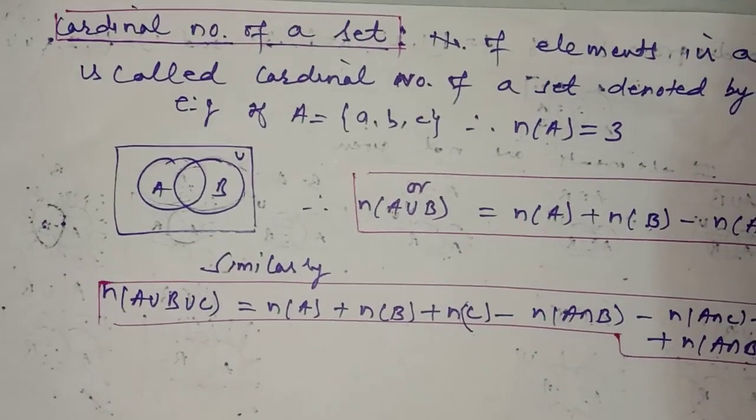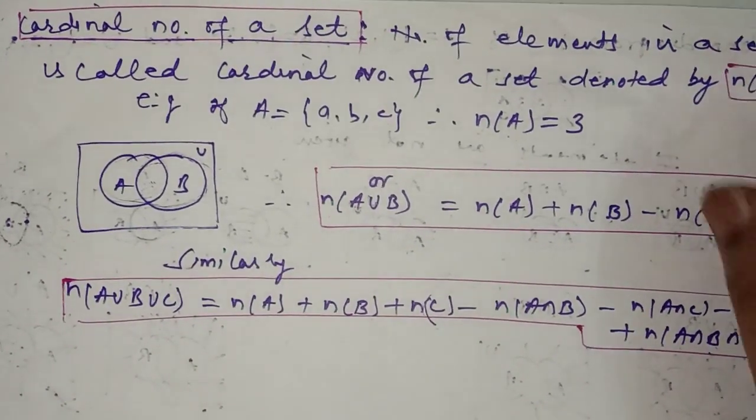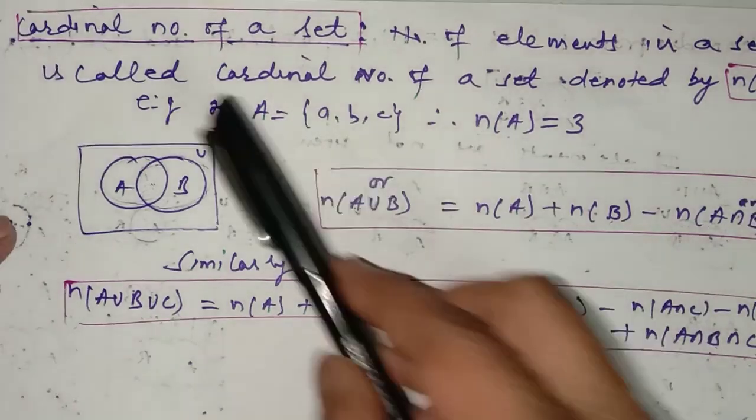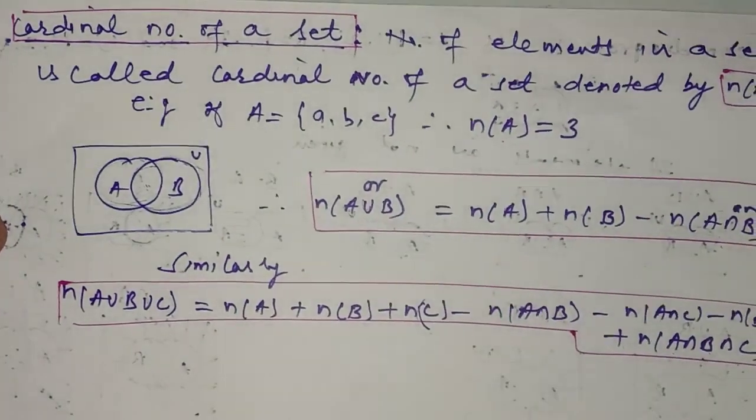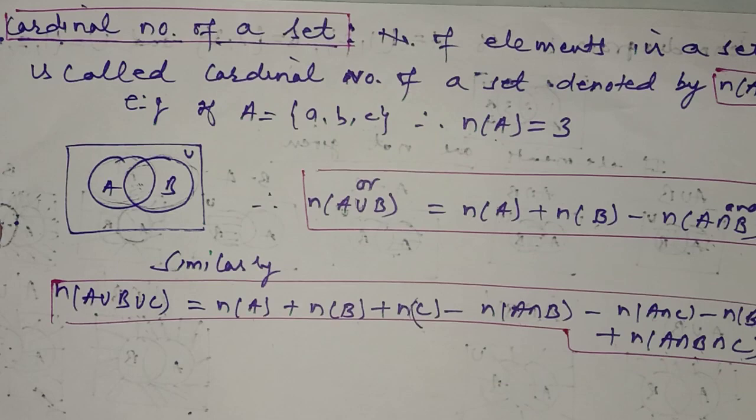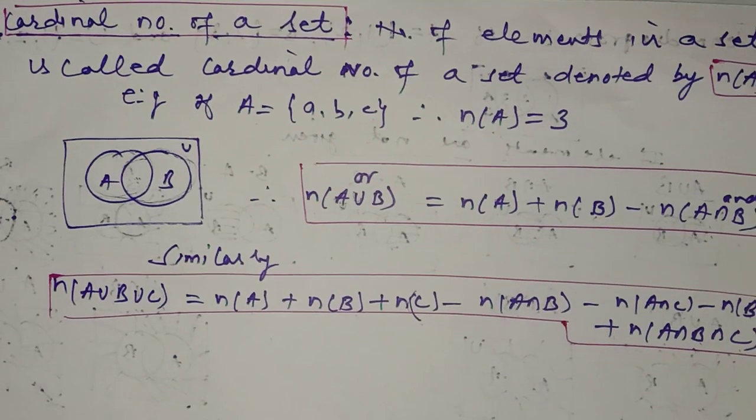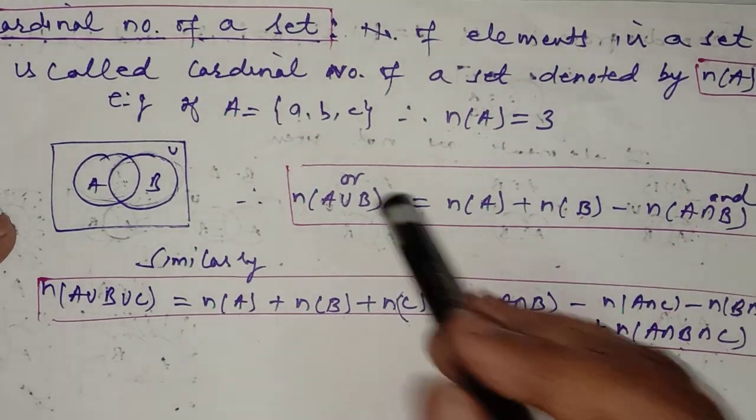Now before starting the exercise of the NCERT, let us take something more. The cardinal number of a set. Now what is the cardinal number of a set? The cardinal number of a set is the number of elements in a given set. How many elements are there in a set is known as the cardinal number of the set.